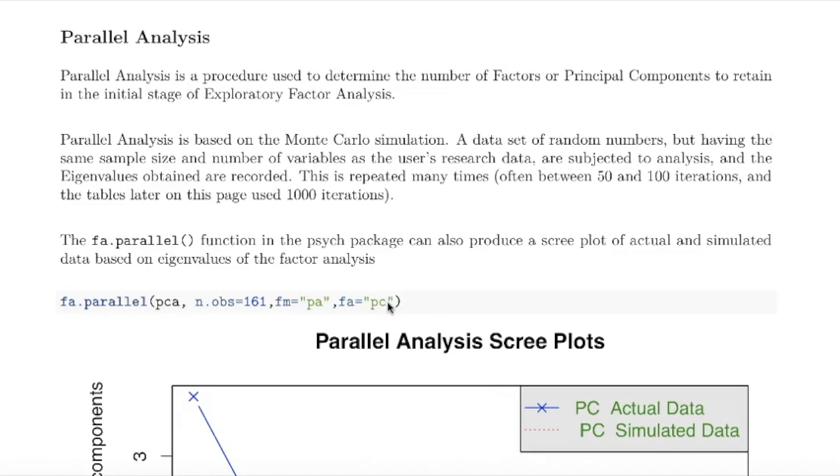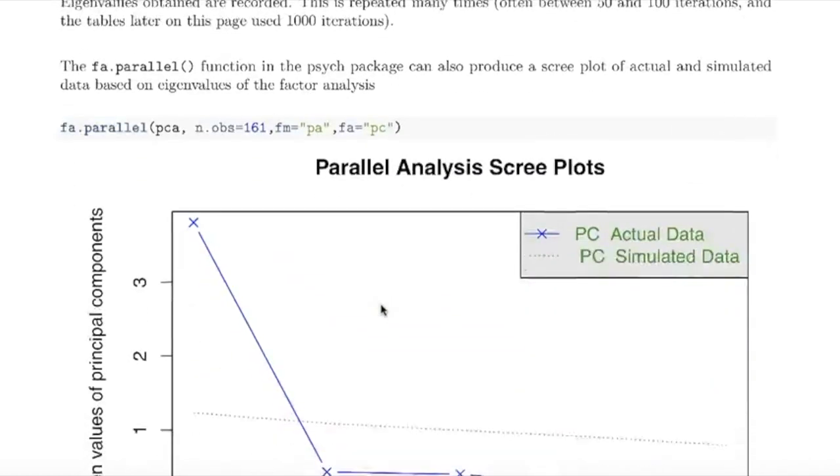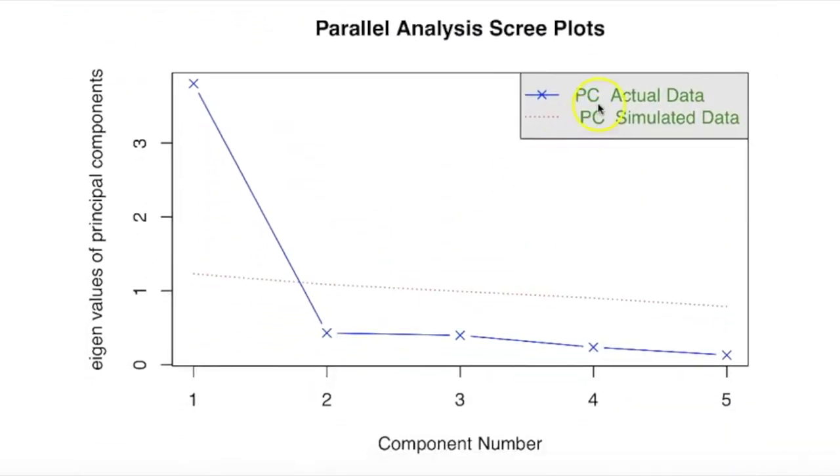It's not something that you necessarily have to do in R. I know that Jamovi does it, and there are websites where you can just Google parallel analysis, so you can always look for that. In R, the function is going to be fa.parallel. I am not giving it the correlation matrix, I'm giving it the raw data, the number of observations, and here it is just parallel analysis, principal components. If it was EFA, we would change this to FA. And then it gives you the actual data and then the simulated data.